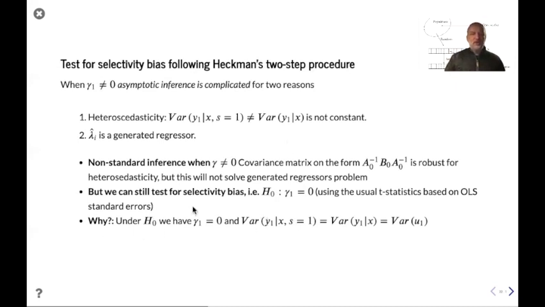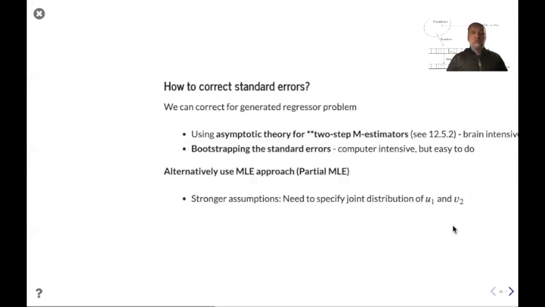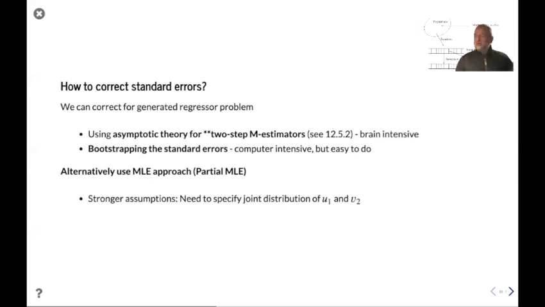It's essentially what I said. You can do that test because under the null, gamma is equal to 0, and then everything is beautiful and there's no generated regressor. Okay, so how do we correct those standard errors?